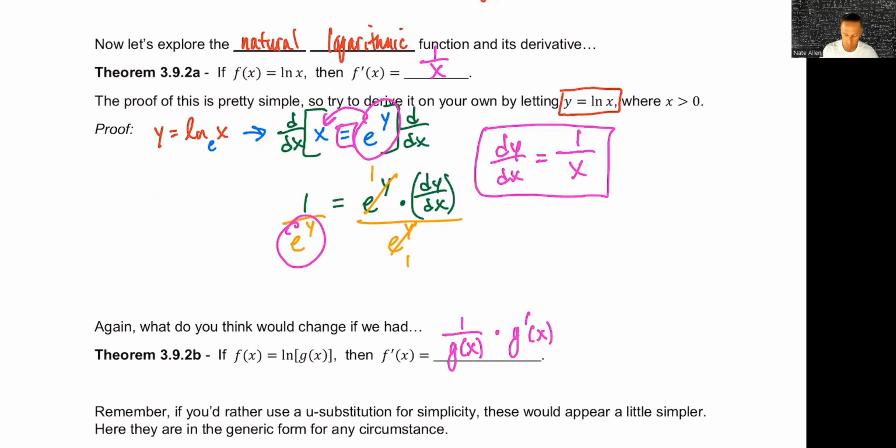Again, our chain rule at work, doing the outside first. Natural log of something is 1 over that something, as we just saw here. We also have to do the derivative of the inside, which is our chain. So if you'd rather use the u substitutions to make it look a little bit cleaner, easier to write, and that way we don't have to memorize 2 for all of these things, here's what they would look like.